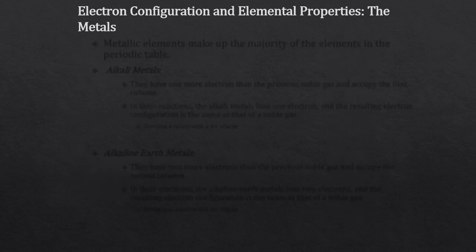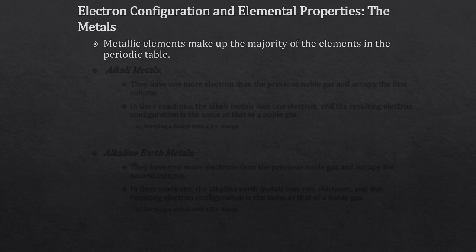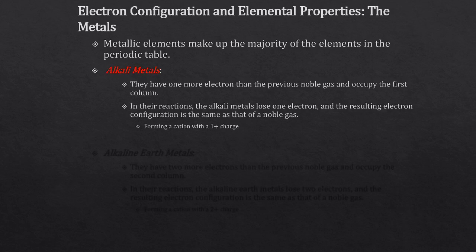So let's talk about some other groups that matter. The majority of our elements are going to be metallic elements. Like we talked about earlier, the metals are much more common than the nonmetals. So we have alkali metals. Alkali metals are the very first group of the periodic table and appear in the first column.